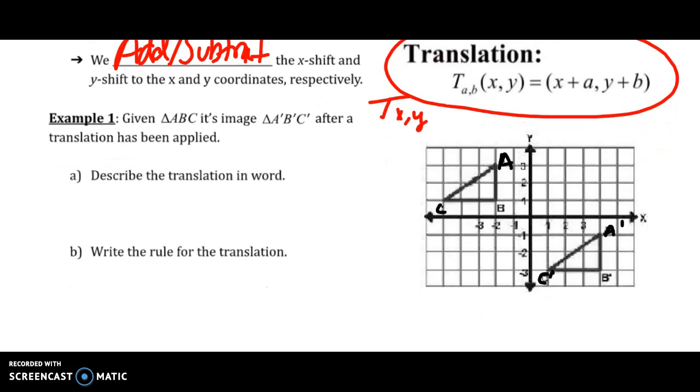So in the example, we've been given the triangle ABC and its image, triangle A prime, B prime, C prime, after a translation has been applied. So we're going to describe the translation in words. So first thing is we are going to say translated, and let's look. So we're going to have a horizontal shift or an X shift, and then a vertical shift or a shift up or down, the Y shift. So let's see, to go from A to A prime, we went 1, 2, 3, 4, 5, 6. Translated 6 units to the right.